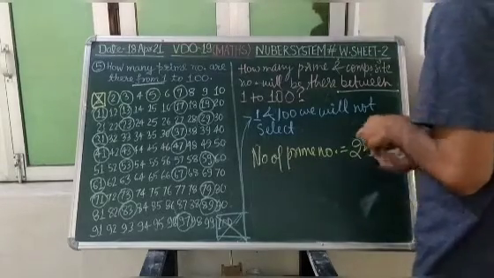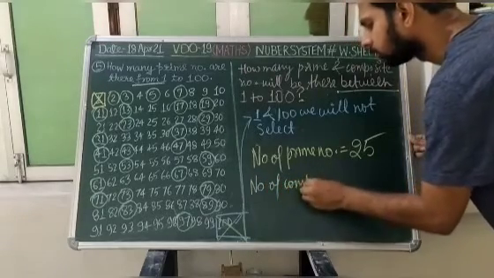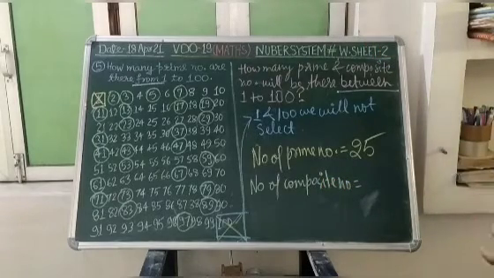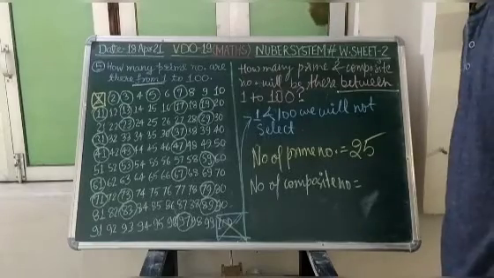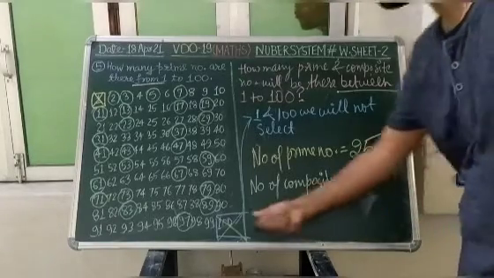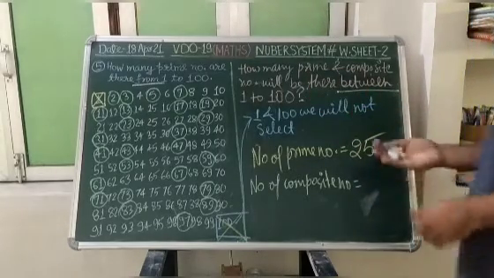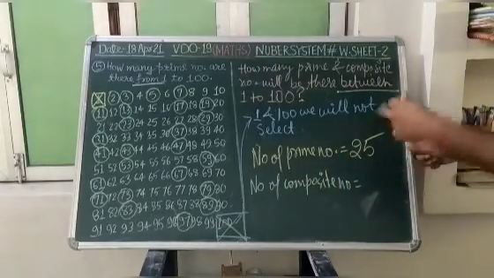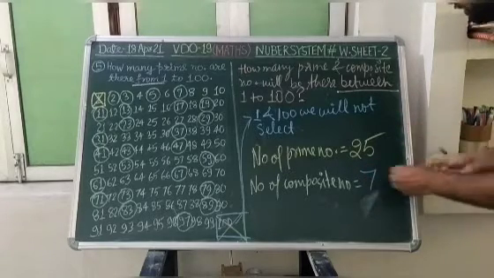Now they are asking the number of composite numbers. How many composite numbers will there be? Earlier you were looking that there were 74 composite numbers, and since we have ignored this 100 in between 1 to 100, one number we have ignored, so the answer will be 73.